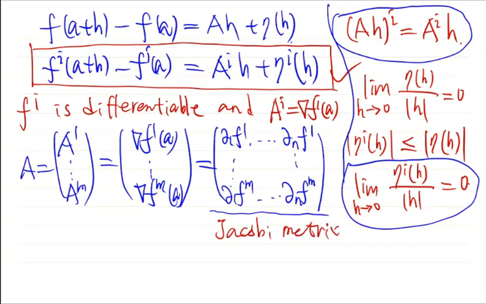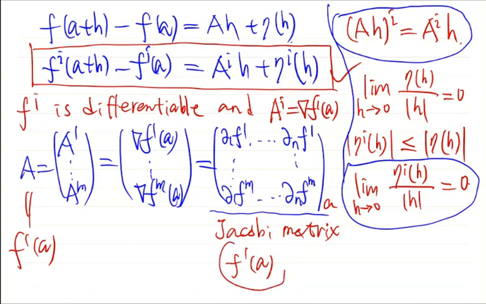We introduced previously the Jacobian matrix of f at the point a. When we introduced the Jacobian matrix, we denoted it by f prime(a). So the notation is consistent with our definition, because we call this f prime(a). This is the reason why we denote the Jacobian matrix by f prime(a). So we have determined the matrix A.